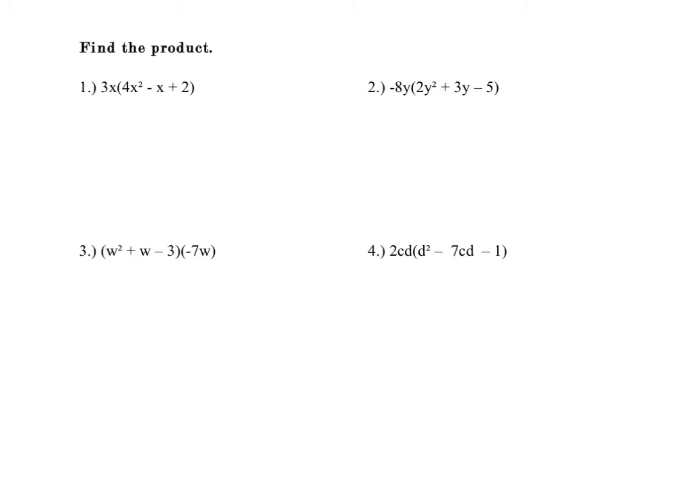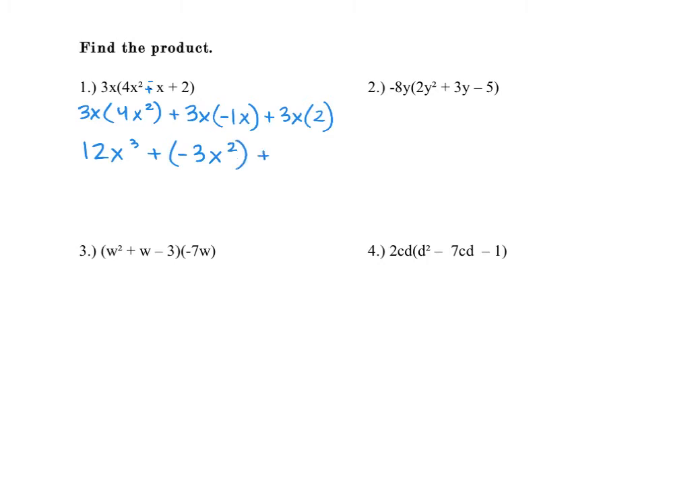All right, let's do a little bit more practice. So number 1, I have 3x times 4x squared plus 3x times, I'm going to make that plus negative, so times negative 1x plus 3x times 2. All right, so in that first pair, I end up with 12x to the third power plus negative 3x squared plus 6x, and that would be standard form because there's nothing that can be combined, and my exponents go from greatest to least. Be careful with those exponents and with the negative signs.